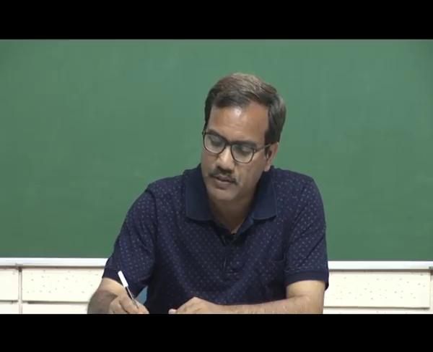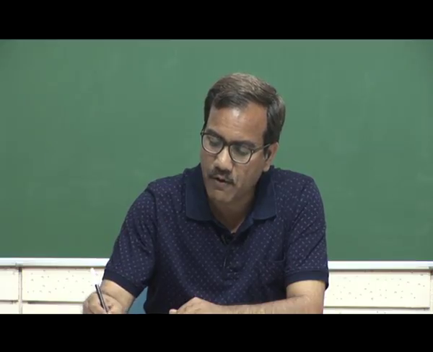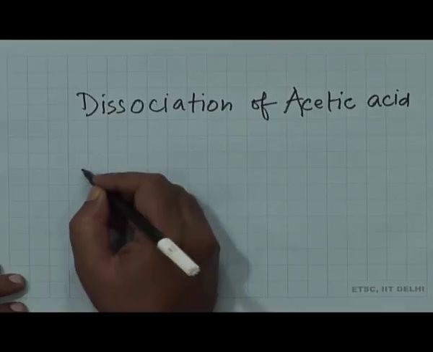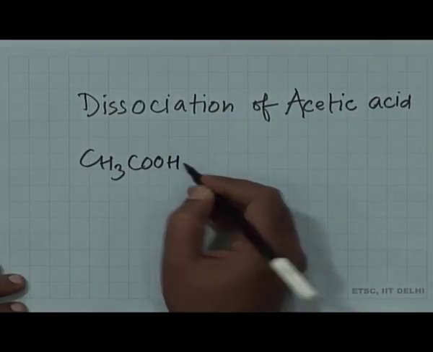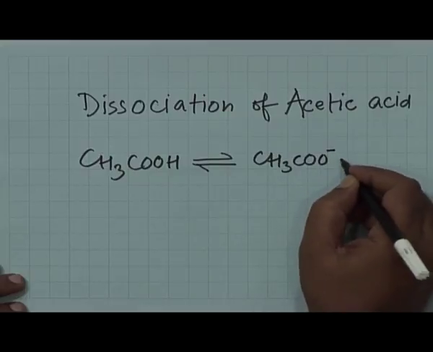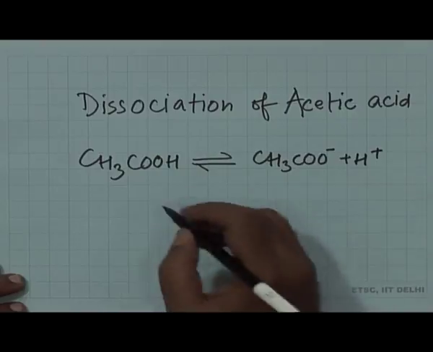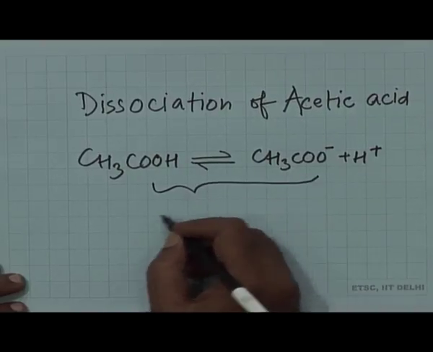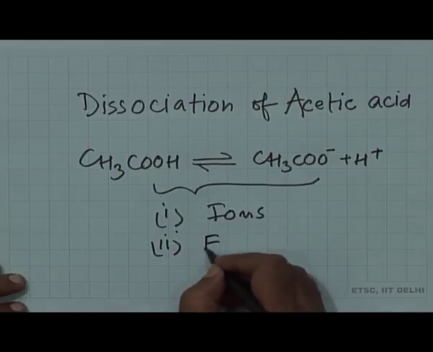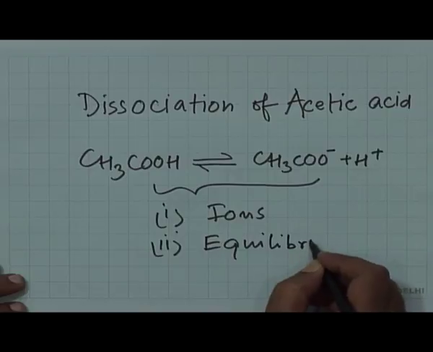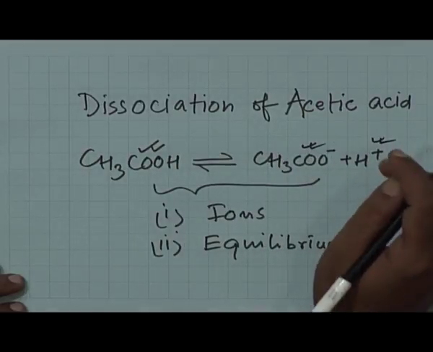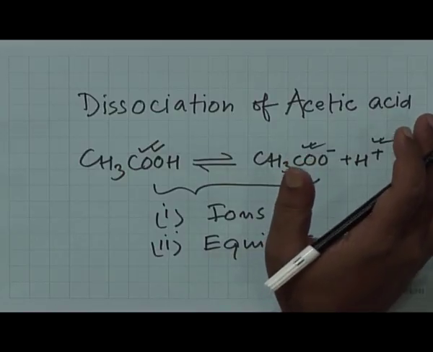For example, dissociation of acetic acid. So, this is CH3COOH, when you put it in water it dissociates to give you acetate ion and H plus ion. So, the reaction has ions, that is the first thing, and the second thing is there is an equilibrium between your undissociated species and dissociated ions. Only in this case we can apply the concept of equilibrium.